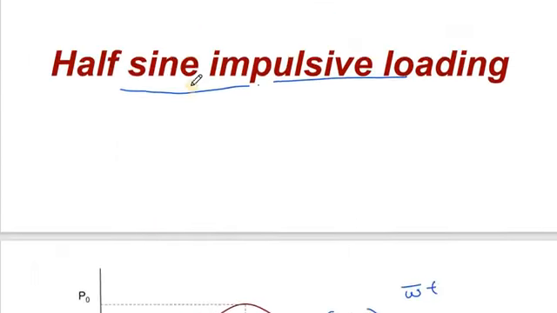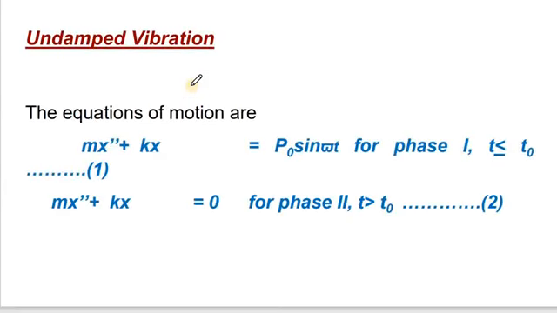Basically, one thing I need you to understand is that this is the condition. There will be two sets of conditions, at t less than or equal to t0 and t greater than t0. For both these conditions we need to find out the solutions. That will be our total solution.